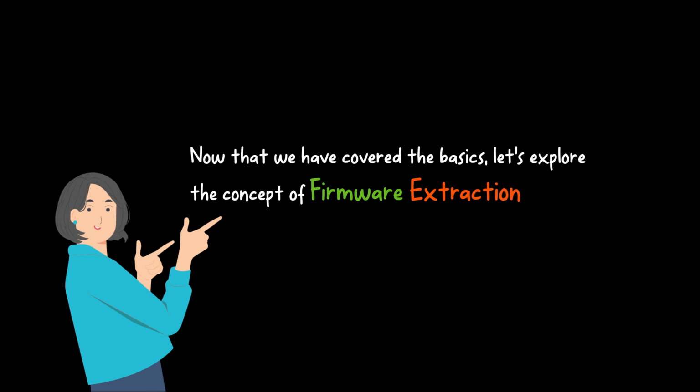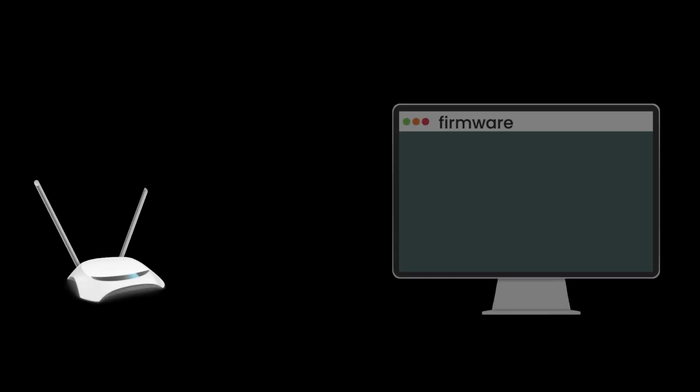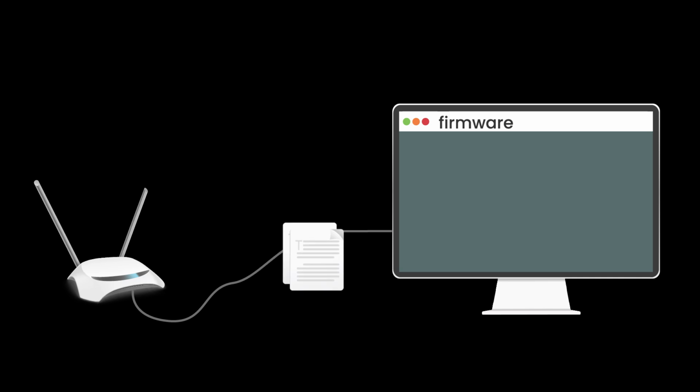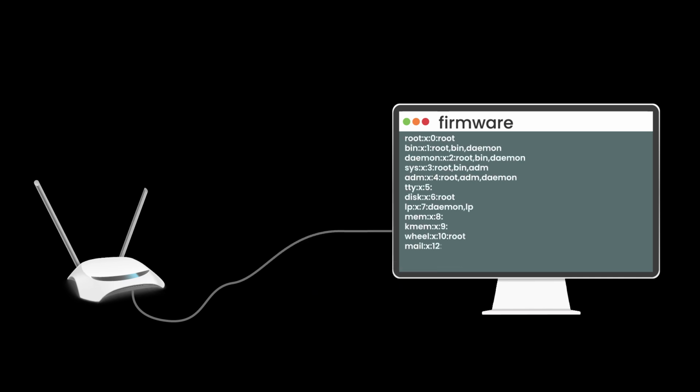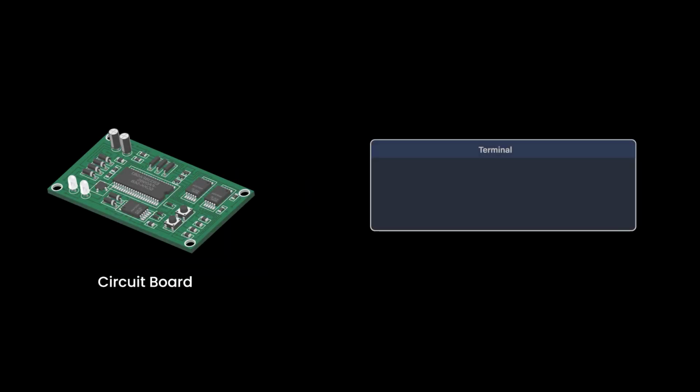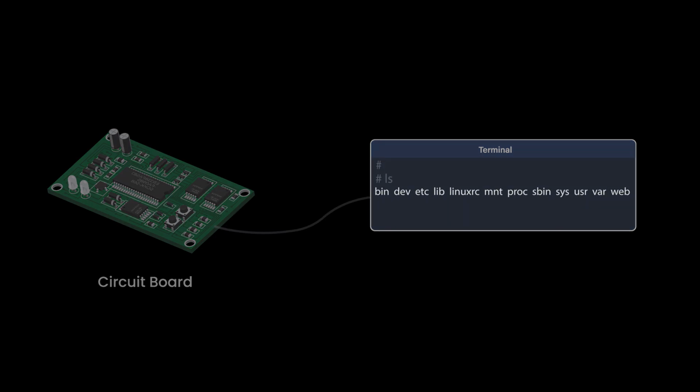Now that we have covered the basics, let's explore the concept of firmware extraction. Firmware extraction is a process which involves retrieving the software code embedded in a device to understand how it operates and uncover potential security weaknesses. This can be done through the 2 different extraction methods. First is physical extraction, which involves directly interfacing with the device's hardware components. This includes the following methods.